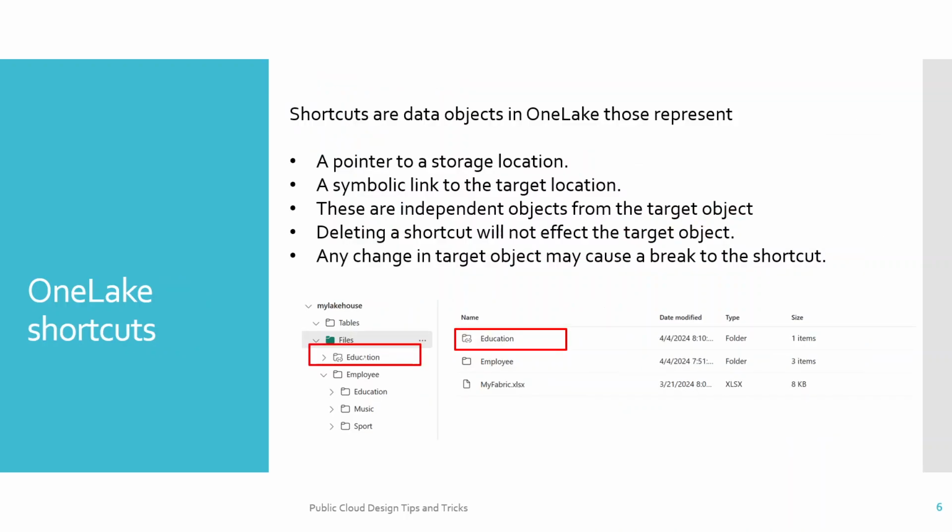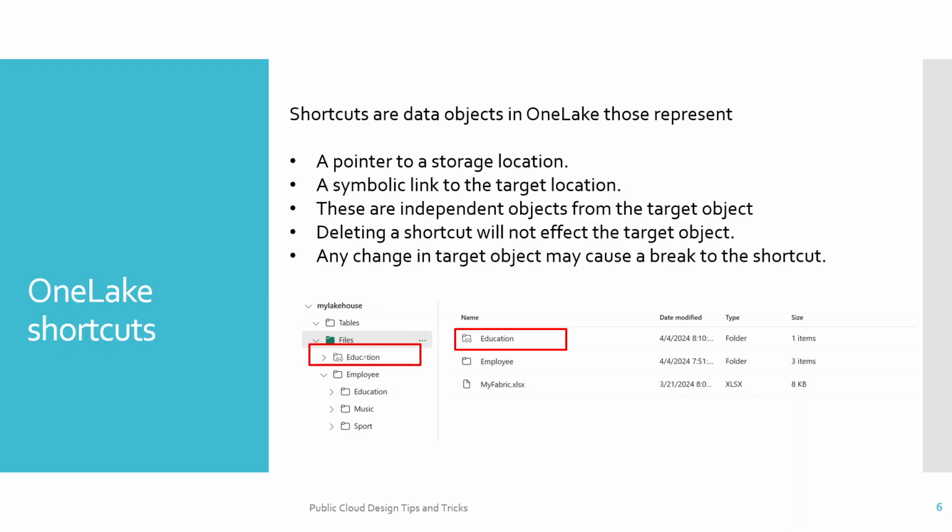Now, from OneLake File Explorer, let's discuss shortcuts. What is a shortcut within the Fabric platform? Shortcuts are data objects in OneLake. What do they represent? A pointer to a storage location. And what is a storage location? It's the target data element basically. So a shortcut is a pointer to a target data element, and it is nothing but a symbolic representation of your target data object.